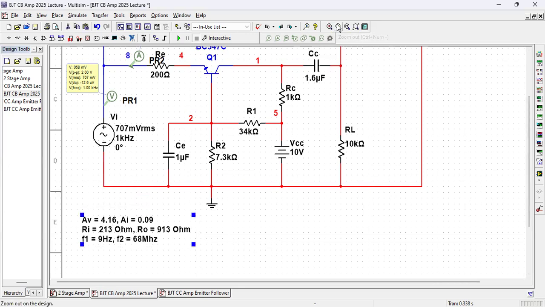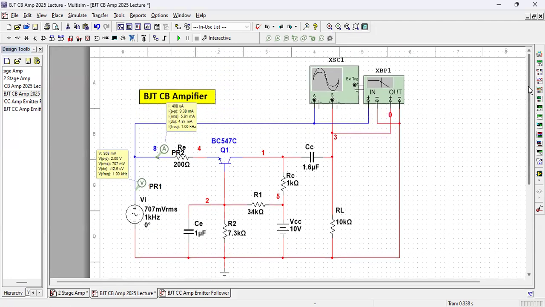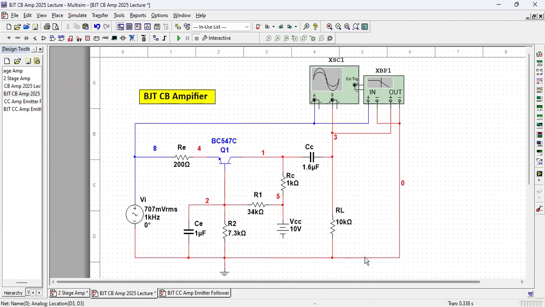Now we shall measure the output resistance. Measuring output resistance is something different. To measure the output resistance, this voltage source has to be open circuited, and this load also has to be open circuited because the load is not a part of your system.